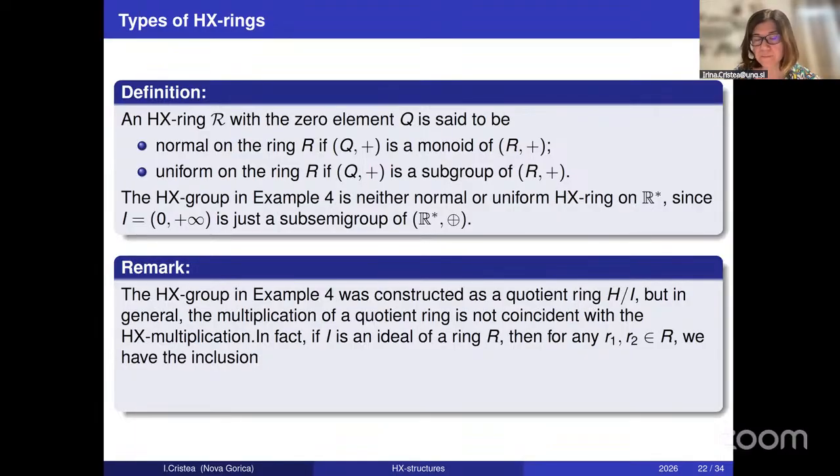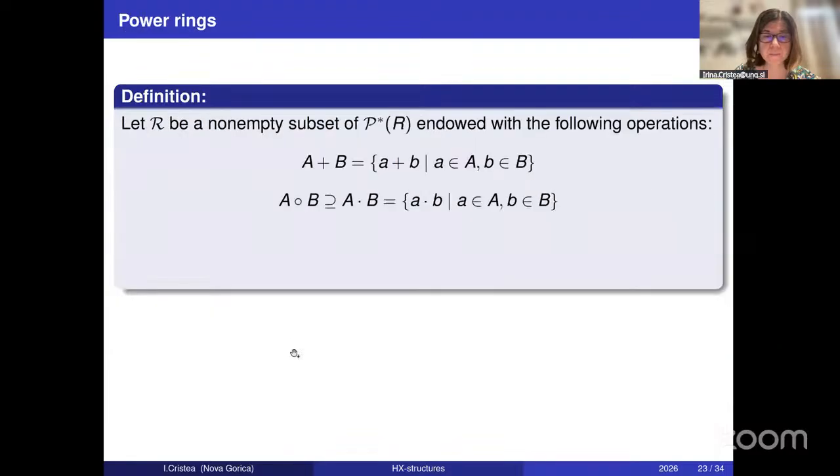In fact, if I is an ideal of a ring R, then for any two elements R1 and R2 in the ring, we have the inclusion and not the equality. That's why this was the motivation example, if I can call it like this, for defining a new class of structure called, again by the same group of Chinese mathematicians, power ring.